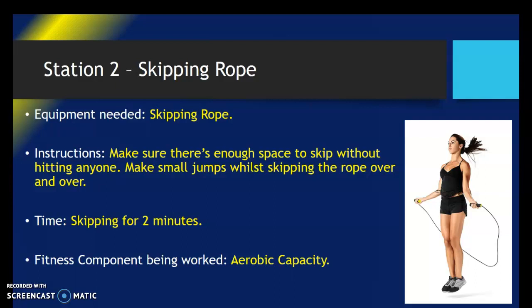Make sure that you do small jumps while skipping the rope over and over. You're going to be skipping for 2 minutes. And the fitness component that we're working while doing skipping is aerobic capacity. So this is a really good example of how you can put together your assessment when you're writing your circuit.